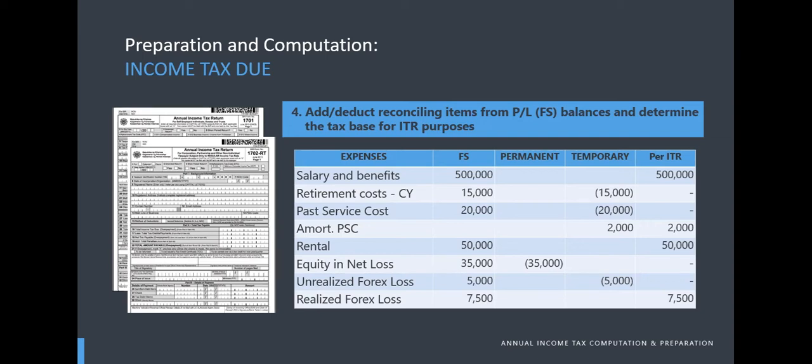While the past service cost of 20,000 shall also be deducted as a temporary difference, since we only need to amortize, the amount that should be deducted must be equivalent to 1/10 of the total past service cost. So this is just an illustration. Instead of allowing the whole 20,000, we only allow 2,000 as the deductible expense.